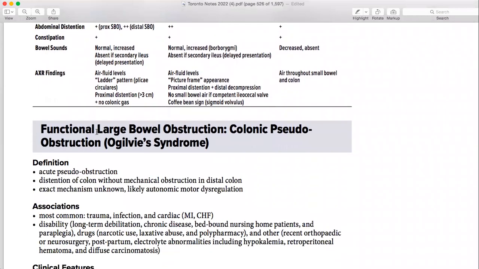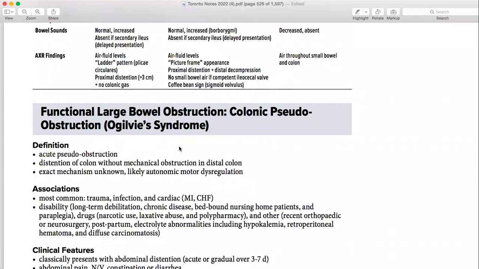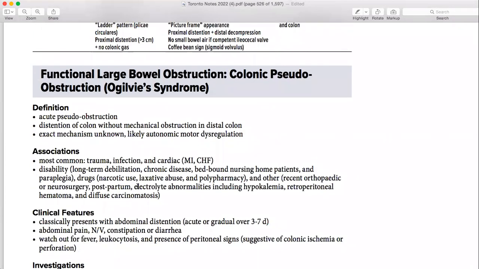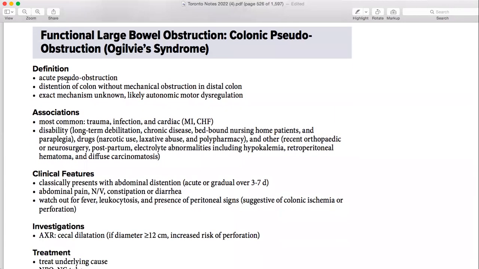Then comes a functional large bowel obstruction like colonic pseudo-obstruction, Ogilvie syndrome. Ogilvie syndrome is kind of the same as a paralytic ileus, but here all the problem is happening in the large bowel. It is just functional. And this is kind of important. Don't forget it just because you think it is not important. It is basically acute pseudo-distension of the colon.